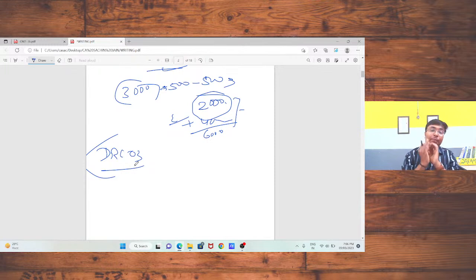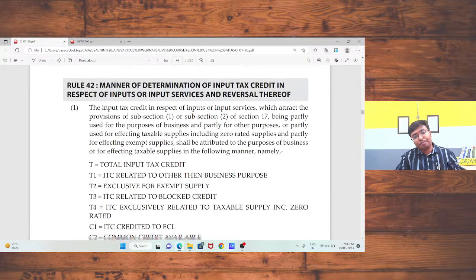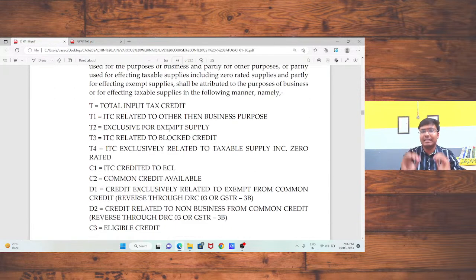Sir, is the concept okay? Please comment in the chat box that rule number 42 is okay, so that we can take rule number 43. Just I am going to take one more example for your concept. Just take an example. Total input tax credit which is available in your GSTR-2B.